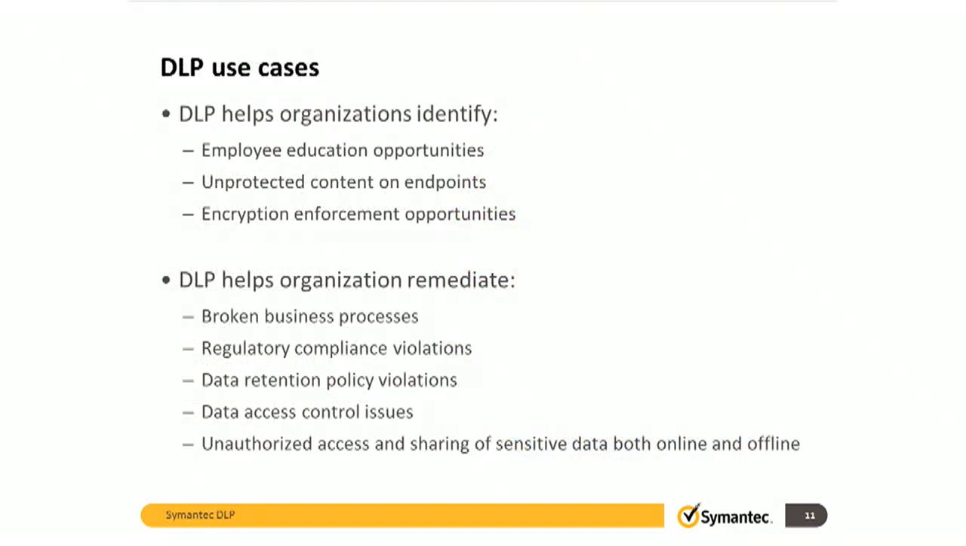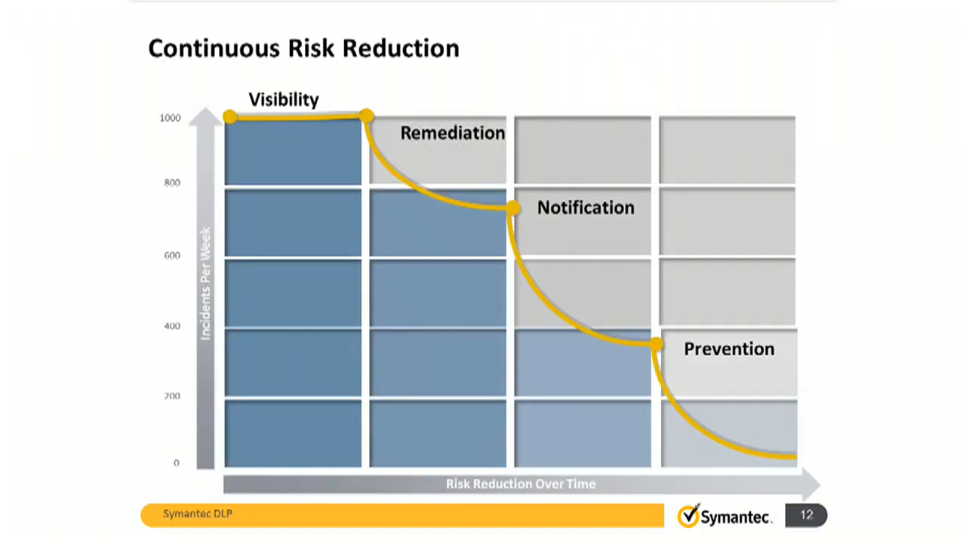Here we see some DLP use cases. Bear in mind, the goal of DLP isn't to spy on employees and have reason for termination. The goal of DLP is to minimize data loss through poor practices and protect customer data. In working with our customers over the years, we've developed a proven methodology for measurably reducing their data loss risk. It's made up of 4 key stages: visibility, remediation, notification, and prevention.